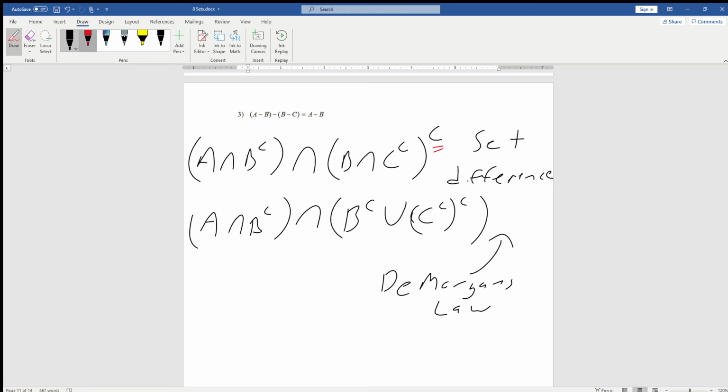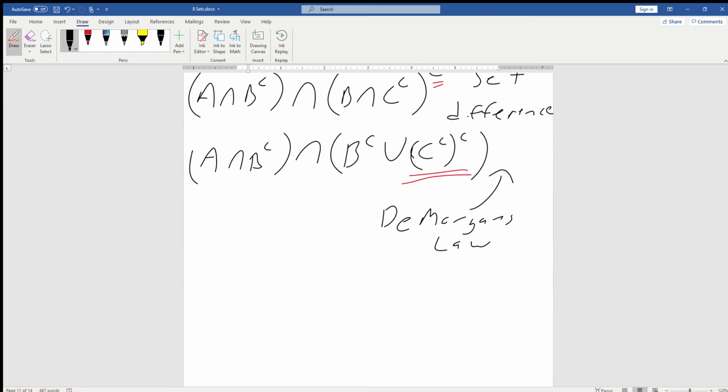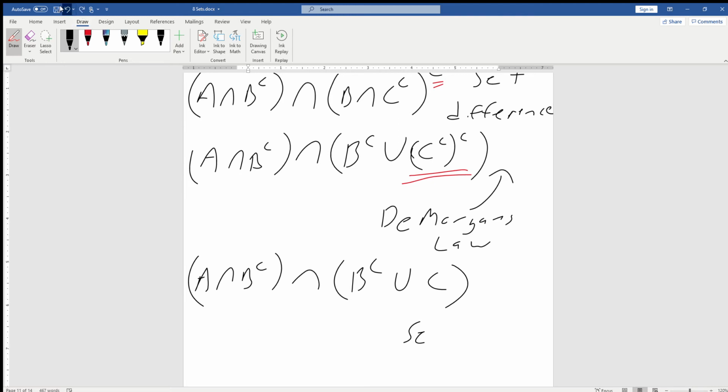The next thing we probably want to utilize is the double negation property, or double complement law in this case. Our double complement law says that if we have two of the same complements, they just cancel each other out. So this is going to become, we still have A intersect B complement, then intersect (B complement union C). That's our double complement law.